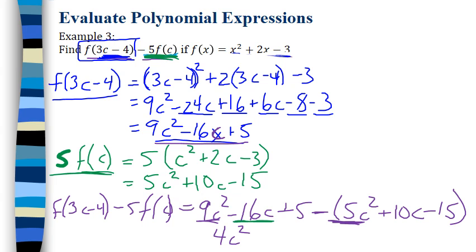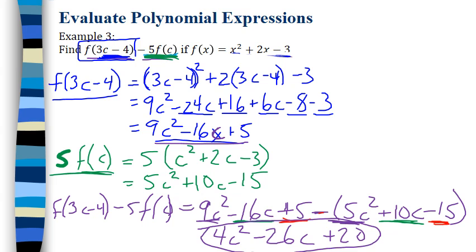Negative 16c minus 10c is negative 26c. 5 minus negative 15 is 20. 5 minus negative 16 is 20. So f of 3c minus 4 minus 5 times f of c is this equation right here: 4c squared minus 2c plus 20.